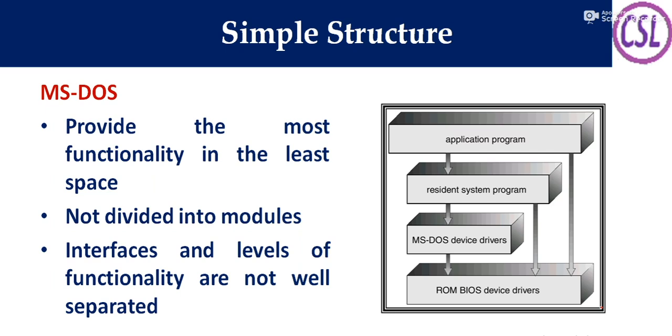The top level is the application program. It interacts with the resident system program, and through the resident system program it communicates with the MS-DOS device drivers, and finally the hardware. If you observe, from the application program, from the resident system program, and also from the device drivers, we can communicate with the hardware of the computer. So this is the main drawback in the case of the MS-DOS operating system.